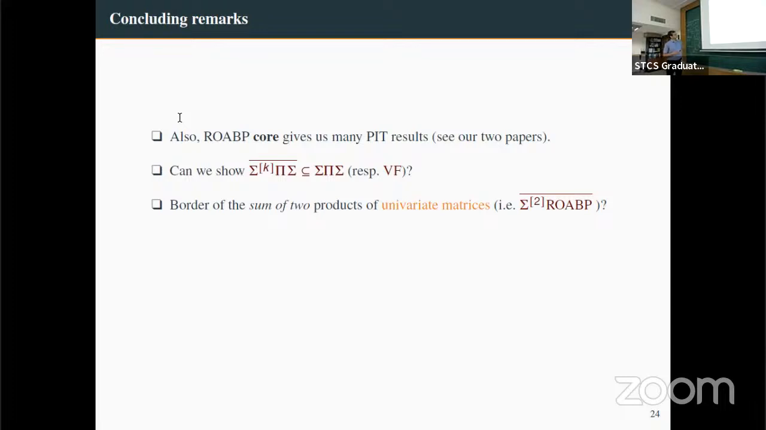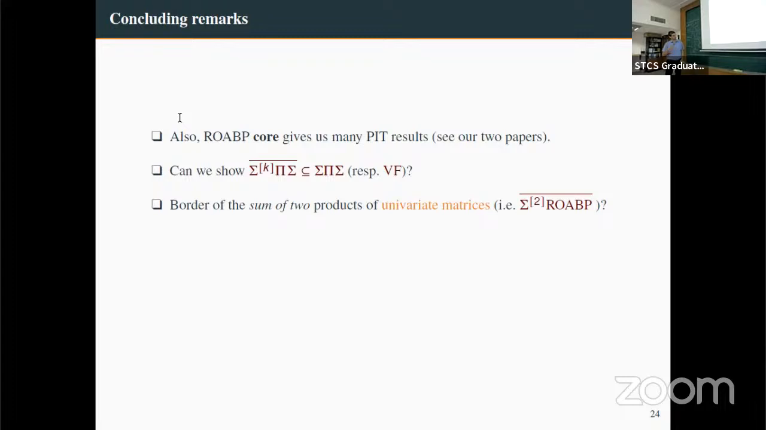Some variants of this k equal to 2 is instead of taking products of two linear polynomials, you can take product of matrices, which is basically what ROABP is, and then ask about the border of that. What is sigma 2 ROABP approximation? This we have no idea. I mean, we are very far from this. Although we do understand the exact case, we don't understand the border case.